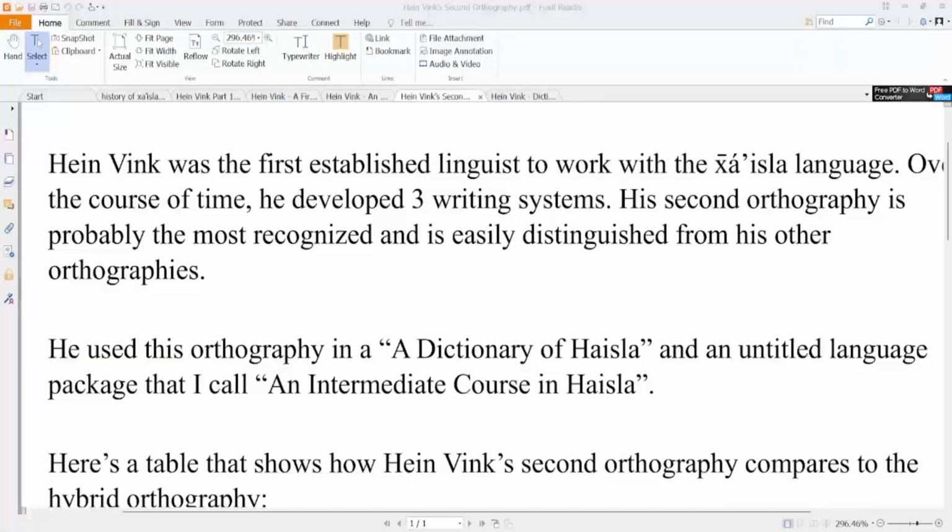So I'm going to switch back to my camera. That is a look at HV2, which is Hein Vink's second orthography.